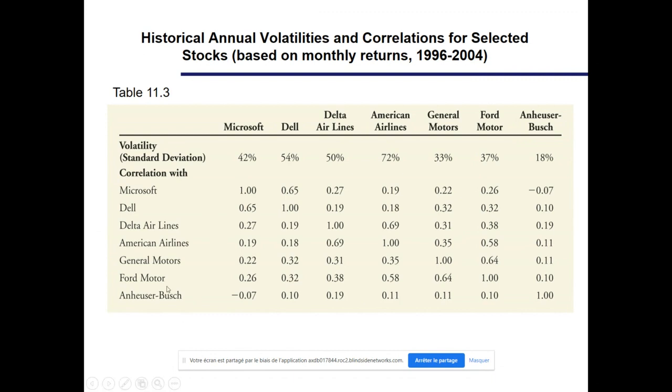Last year when I showed this, one of the students said, "Oh, I see 1, 1, 1, 1, 1, 1 diagonally." Obviously the correlation between Microsoft stock return and Microsoft stock return should be equal to 1. This one I already observed.